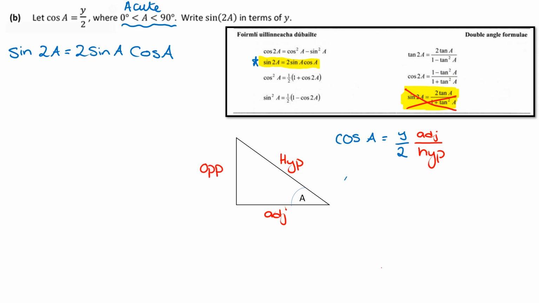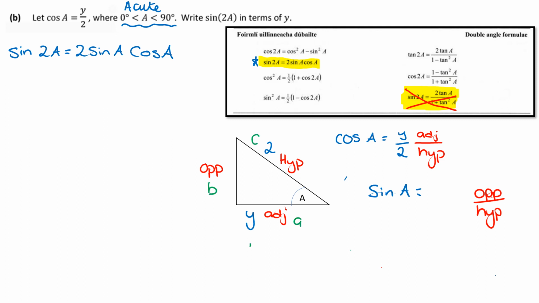I want to work out sine of a, and the formula for sine of a is opposite over hypotenuse. So I'm going to use this little right angle triangle to figure out my opposite. My hypotenuse is 2, my adjacent is y, and I want to figure out my opposite. So I'm going to label it for Pythagoras.